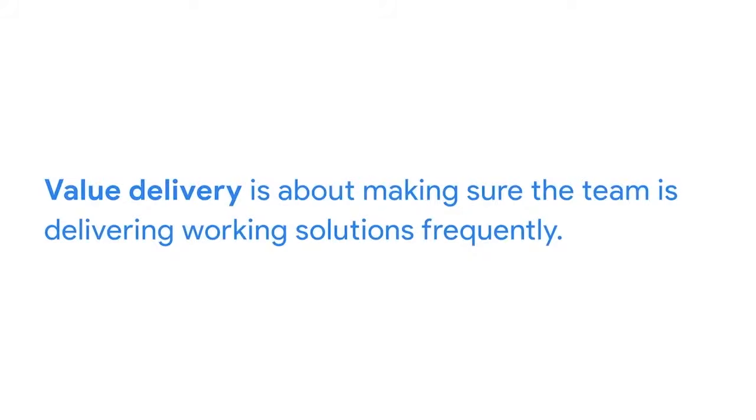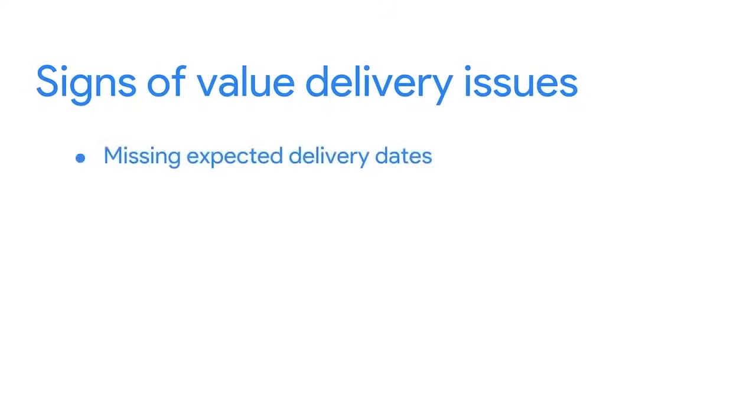The first set of challenges are related to value delivery, which is about making sure the team is delivering working solutions frequently. Some signs that your team is experiencing value delivery issues could include things like the team has started missing expected delivery dates, and is taking a lot longer than usual to complete tasks. Or you might notice that the team seems burned out, is working long hours, and showing signs of exhaustion.